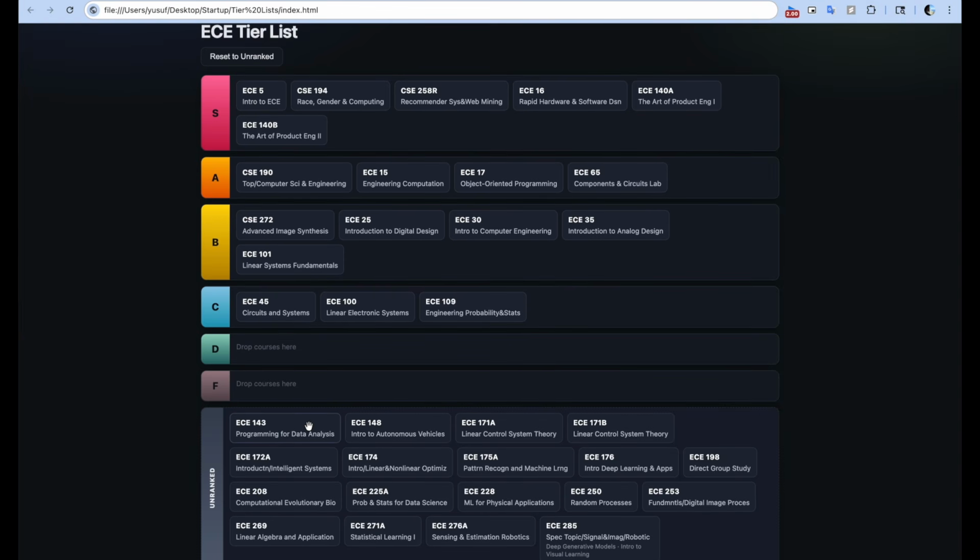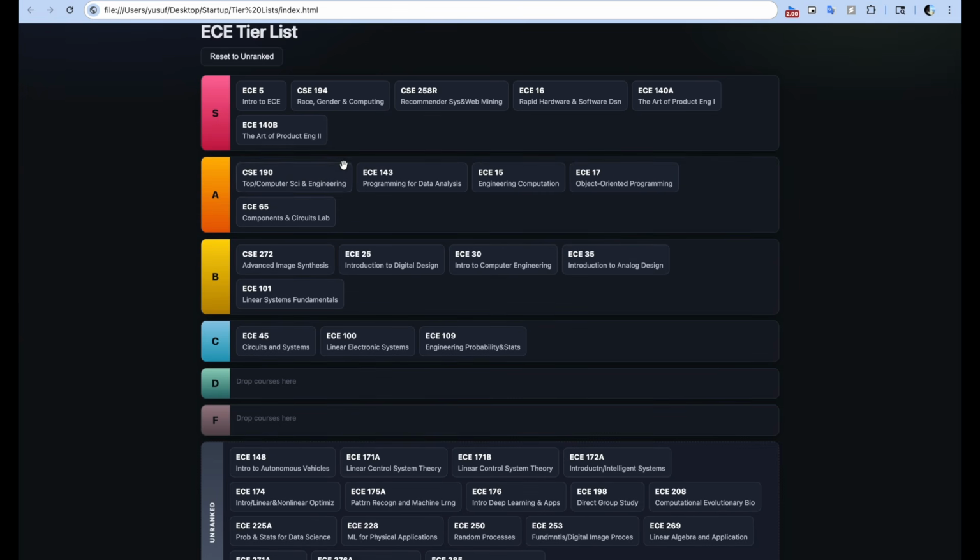143 now is programming for data analysis. This is a Python class. It was kind of easy. You learn a lot about coding and stuff like that. Kind of very broad on Python, using Python as a tool to build things. And the professor comes from industry, so actually this goes to S tier as well. I'd say maybe A tier actually because it's kind of easy and it's not that in depth, but you'll learn a lot. I'd say still if you don't know Python that well.